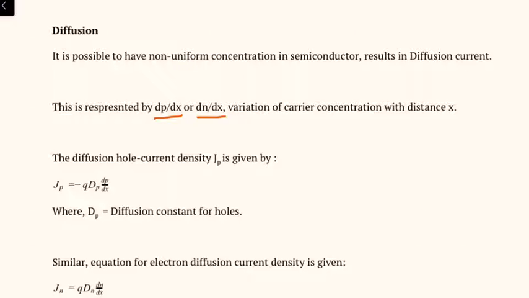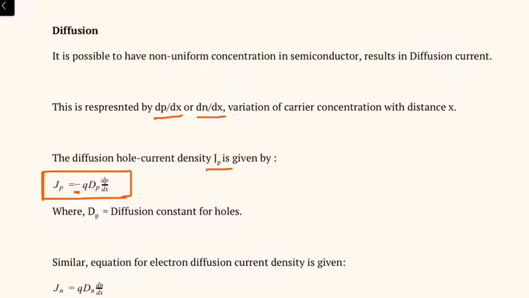So due to this non-uniform concentration of carriers in a semiconductor, a diffusion current arises that is represented by Jp for holes, and it is given by Jp equal to minus q Dp dp/dx, where Dp is the diffusion constant for holes. In this case we assume that p decreases with increasing x, so dp/dx is negative, and a negative sign arises.